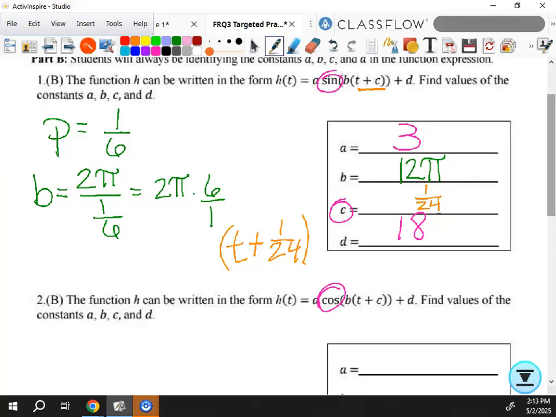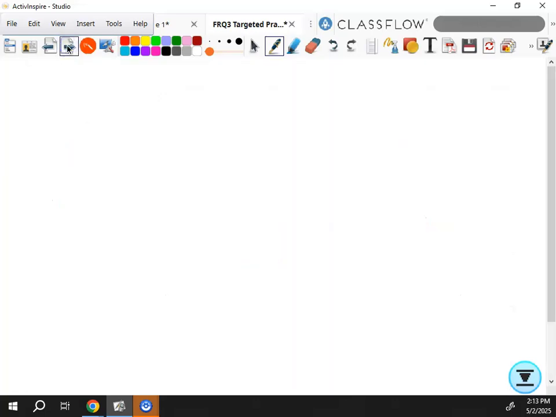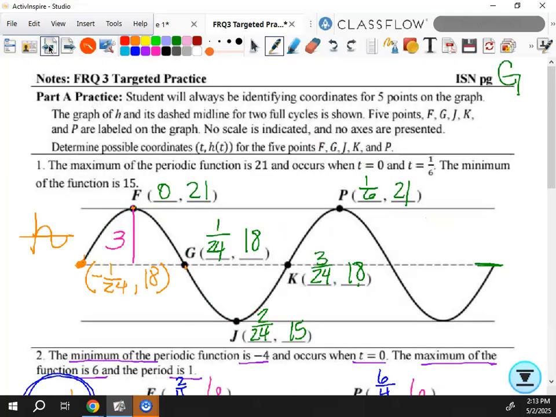Now, I want to point something out because I had a few questions about this too. There's an infinite amount of answers. And I chose to take this and move to the left 1 over 24. We could have moved to the right 1 over 24, but then do you see how A would have been negative? And that's okay. As long as you make A negative, you can shift to the right. To me, that's making things a little bit more complicated than it needs to be, but it's not wrong. I also could have just moved to the right 3 over 24 and still had a positive A. That works as well, okay?